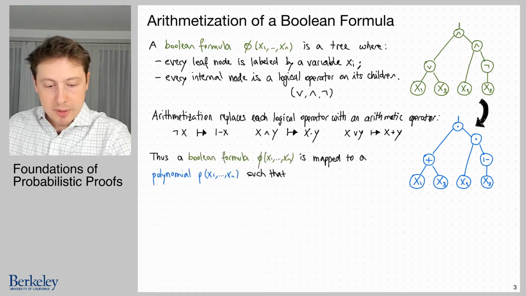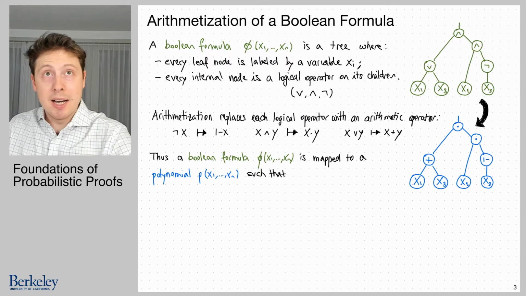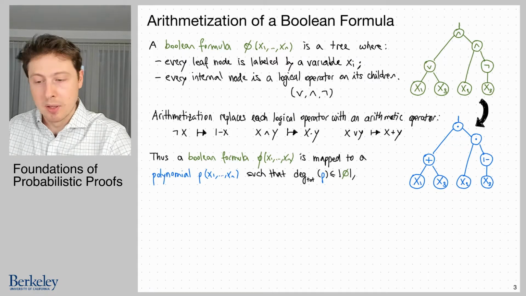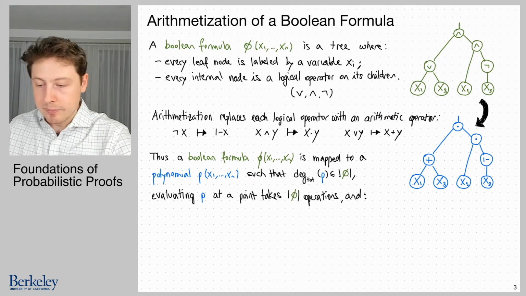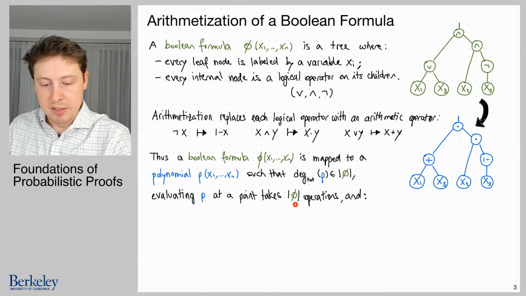In this way, we get a Boolean formula as input, and we're mapping it to a polynomial. This polynomial has several properties. The first one is that the degree is bounded by the size of the formula. What's the size of the formula? It's just the number of nodes in the tree. And moreover, just like I could evaluate the formula efficiently, I can evaluate this polynomial efficiently, in a number of operations proportional to the size of the formula.